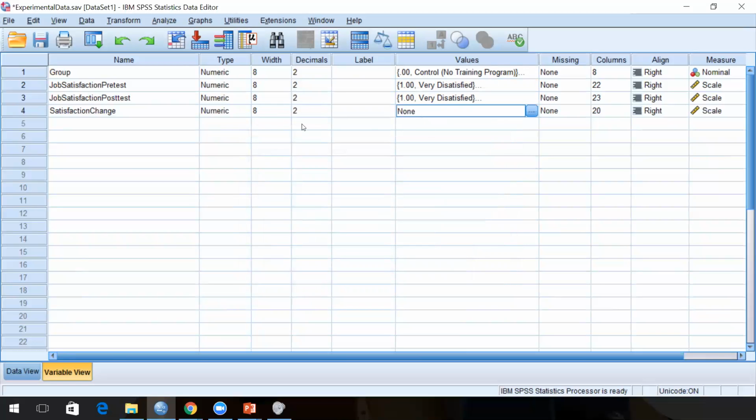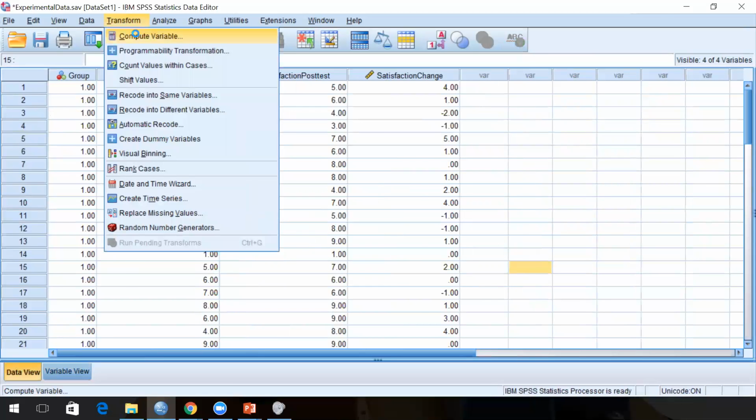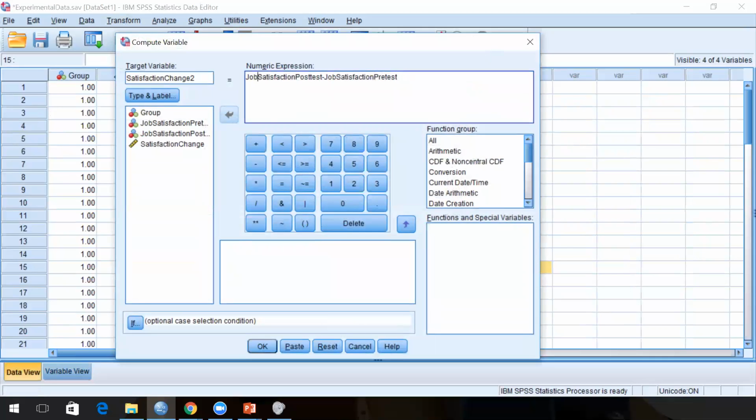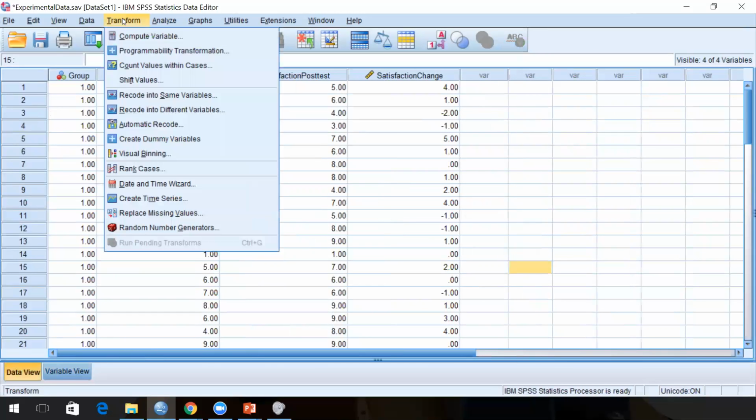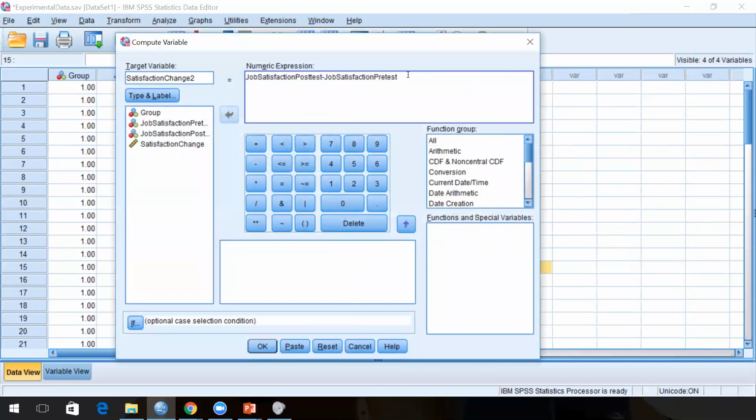The only other variable here is satisfaction change, and I calculated that. I'll show you what I did. If you need to look at a change, you can go to Transform, Compute Variable. I already did it, so I'm going to delete what I have in here. We're going to call this satisfaction change 2 because I already have a satisfaction change. I'm going to take the post-test satisfaction minus the pre-test satisfaction.